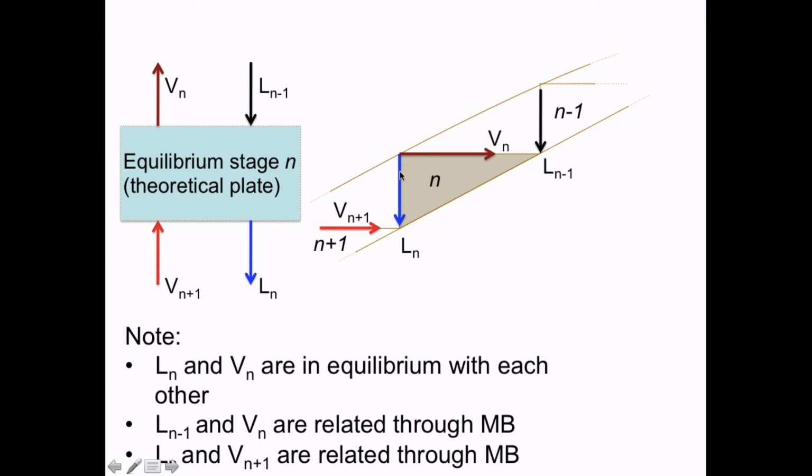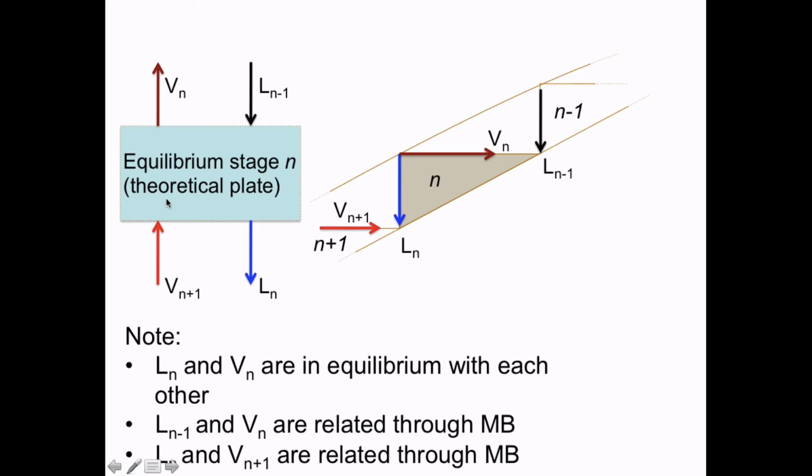So each point on this line has a specific composition in the liquid phase. So that's the composition of Ln, and each point on this line has a specific gas composition, and that's the composition of the vapor flux. So Ln minus 1 is this line over here. That's the flux coming down to this equilibrium stage, and Vn plus 1 is the one down here, and that's the flow coming up to this equilibrium stage.